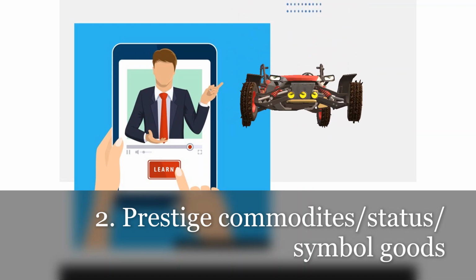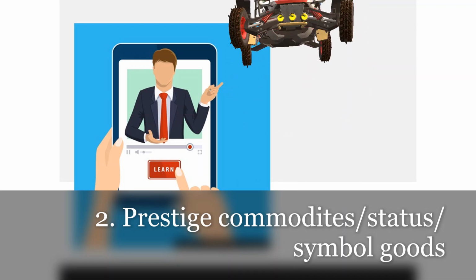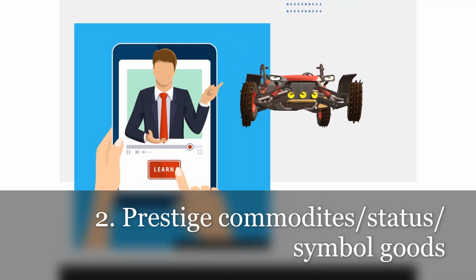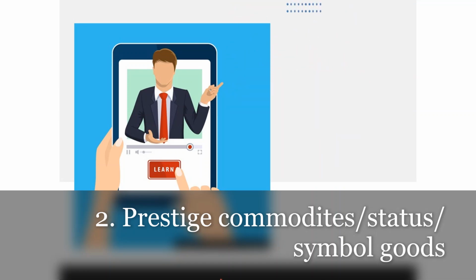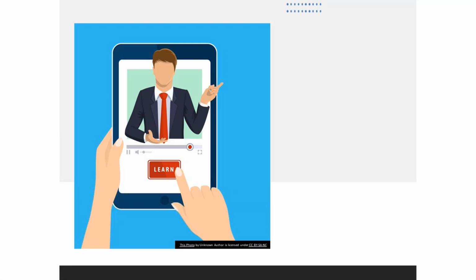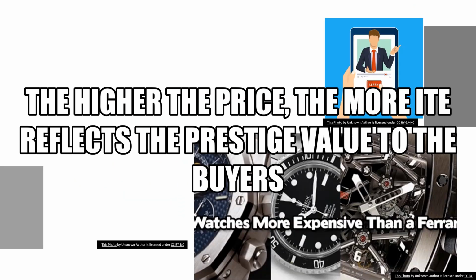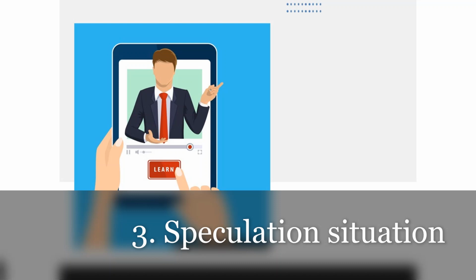Let's say the price of these prestige commodities goes down. Let's say the prices of expensive watches go down. Consequently, they might lose the prestige value, so the demand for this good will decrease. As such, the rule for this particular commodity is, when the price goes down, the demand for the product will subsequently go down. When the price goes up, the demand for this particular product will rise.